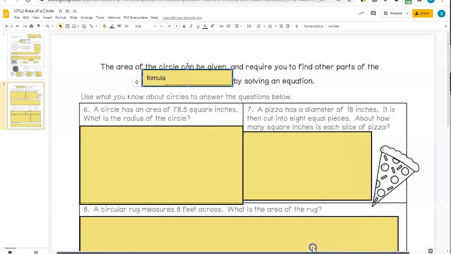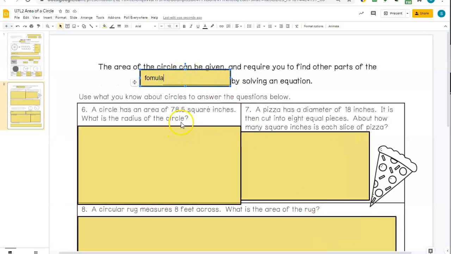So we could know part of the problem, and we have to go back and figure out the rest. Alright, a circle has an area of 78.5 square inches. What is the radius? So we could say, well, A equals pi times r squared, right? Well, that means our 78.5 equals 3.14 times r times r. Now let's go ahead and figure out, well, let's do the 78.5 divided by 3.14. Alright.